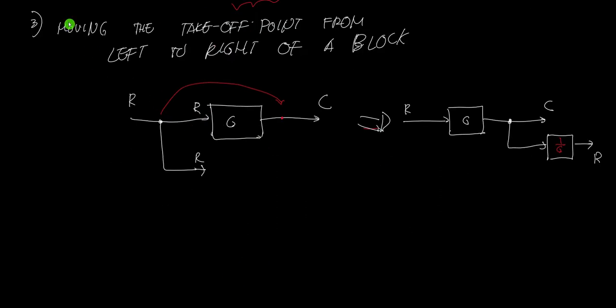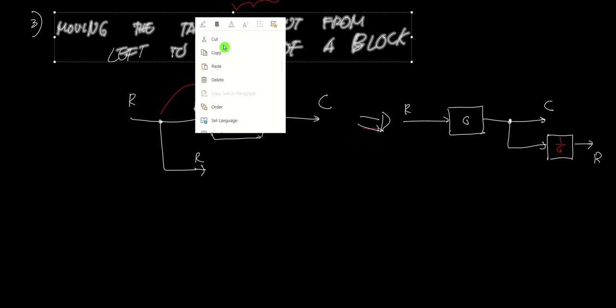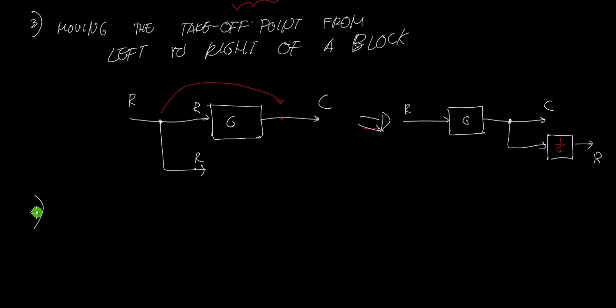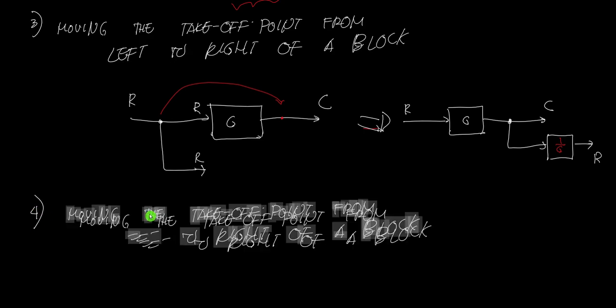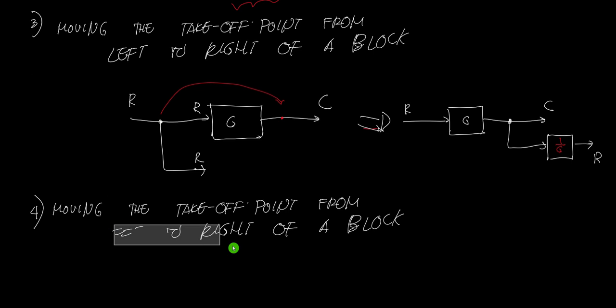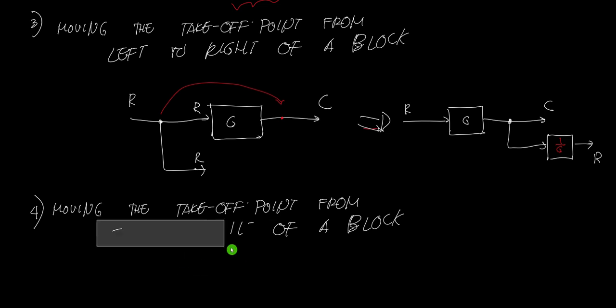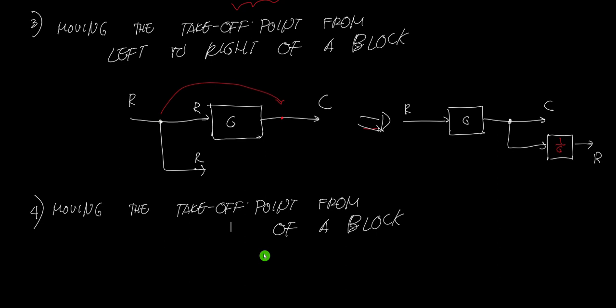Now for the other way around: if I move a takeoff point, this time instead of from left to right, I move it from right to left of the block.